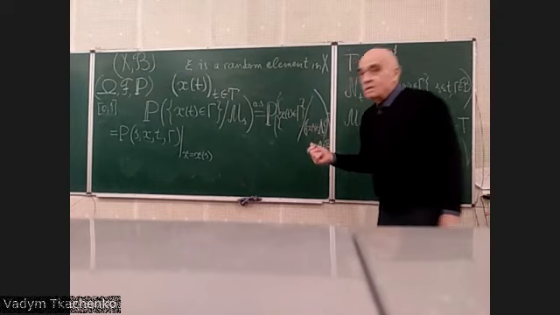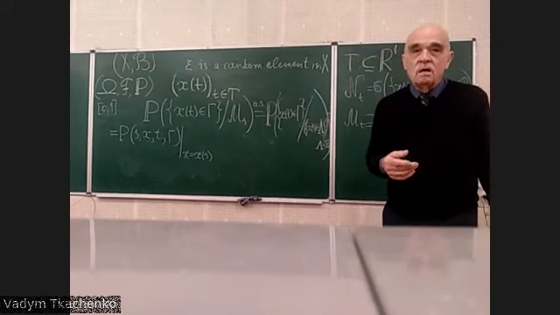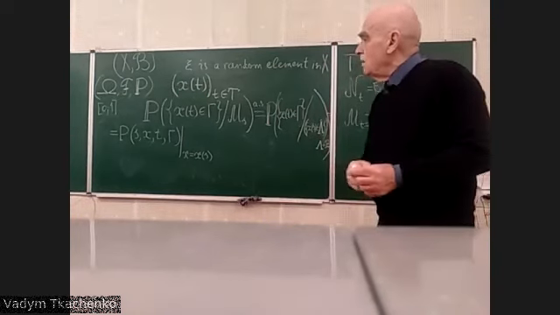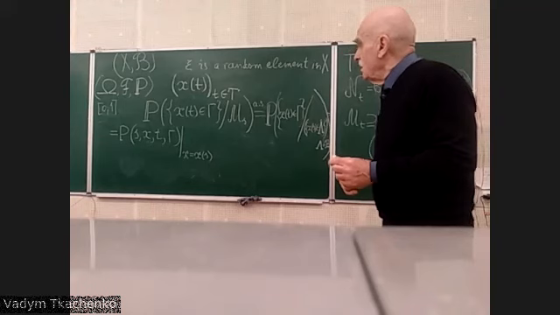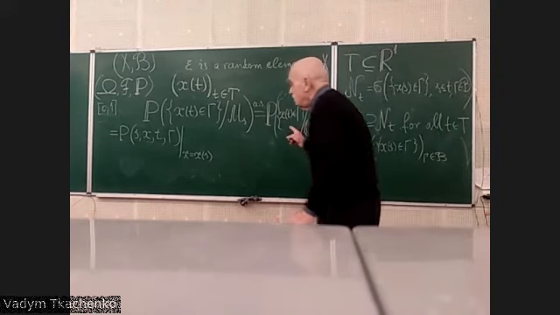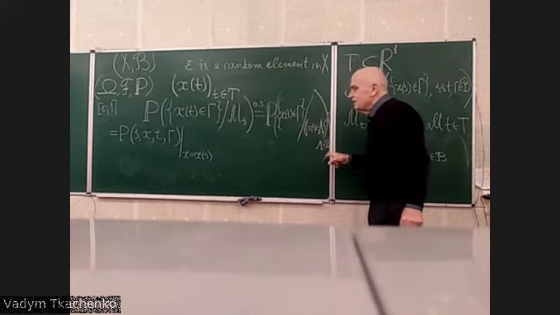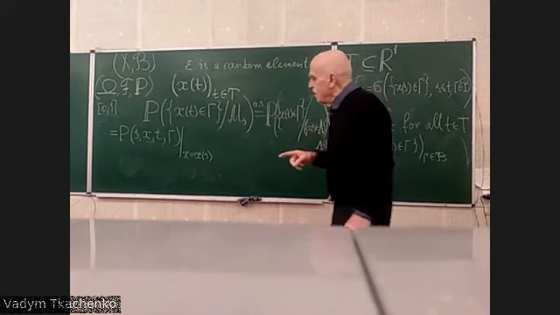I have a question. What is the dependency on X in this probability? It's the X which is in the function. Where is it, this probability?